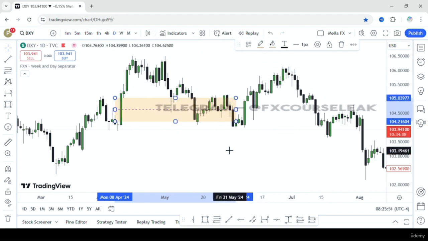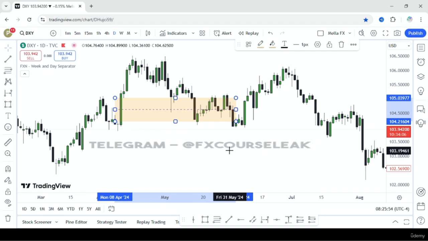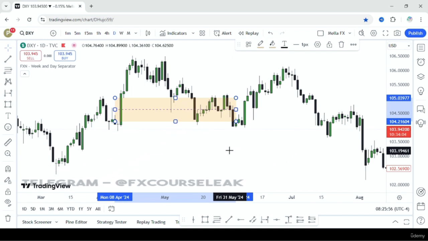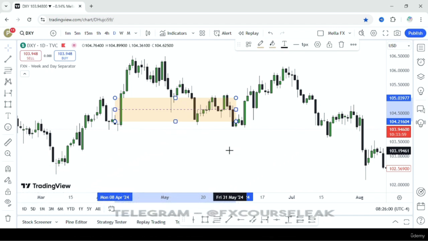Another thing you can ask yourself is, when does the fair value gap expire? So that is it for this lesson. See you in the next one.